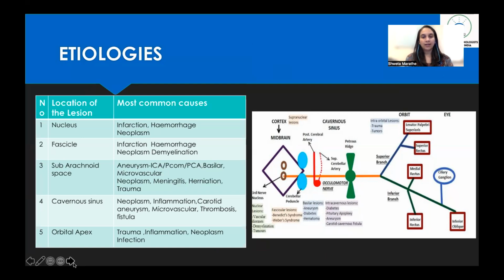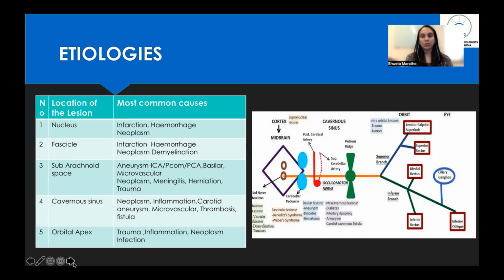The third cranial nerve begins in the midbrain at the third nerve nucleus and the Edinger-Westphal nucleus. It passes through the midbrain into the brainstem, comes out of the cerebellar peduncle into the cavernous sinus, and then into the orbit, where it will divide into superior and inferior branches.